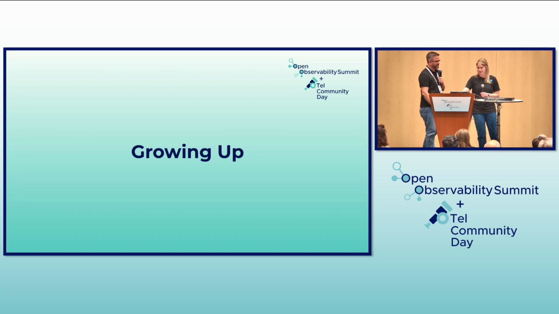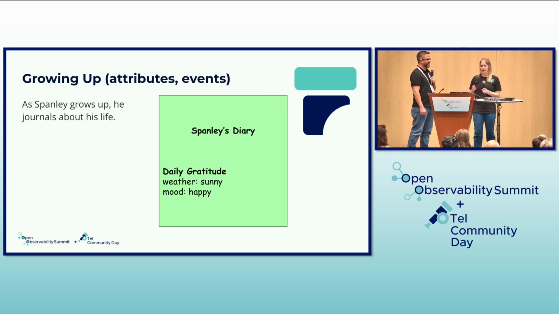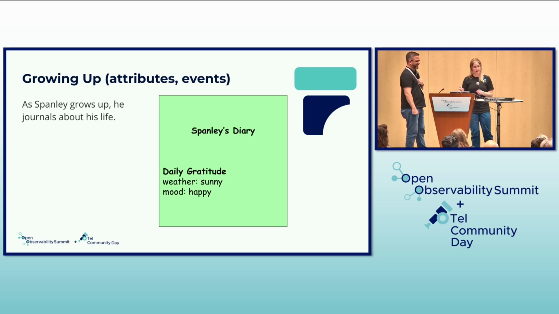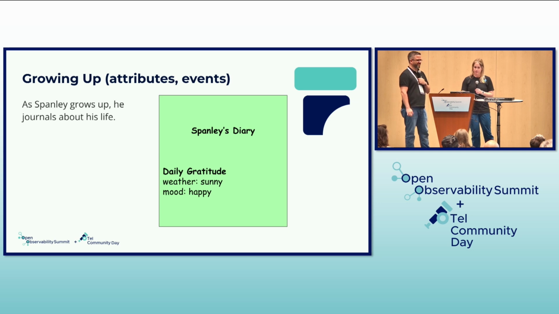Jamie. As Spanly grows up, he likes to journal about his life. The journal is going to be the story of his life, and it plays a big role in most of this talk because it helps go through some of the things we want to explain. Spanly is not overly verbose, but he does have his daily gratitude journal where he'll say things like, mood is happy, and the weather is sunny.